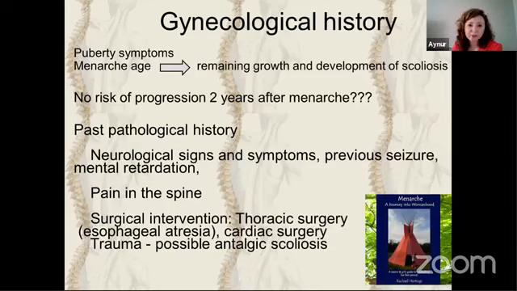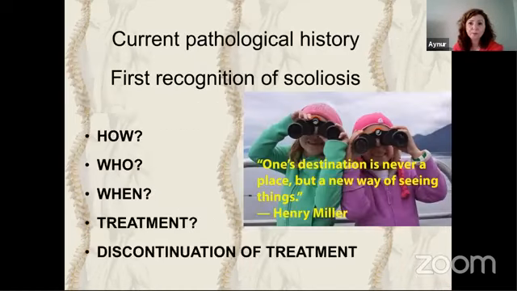Past pathological history: neurological signs and symptoms, previous seizure, mental retardation, pain in the spine, surgical intervention, thoracic surgery like esophageal atresia, cardiac surgery, trauma. Possible antalgic scoliosis must be evaluated and asked to the patient. Now let's come to the current pathological history. First cognition of scoliosis: how, who, when, and does he or she take a treatment? And discontinuation of the treatment must be asked.